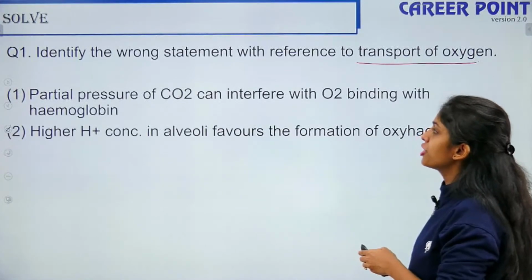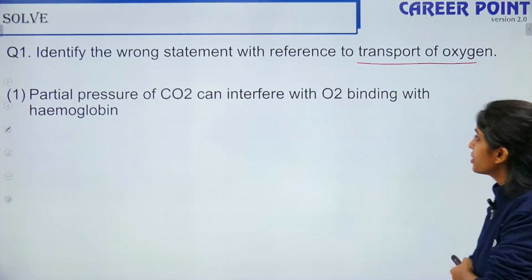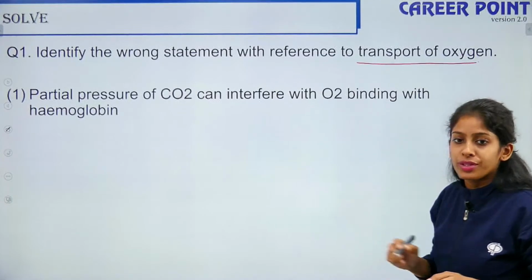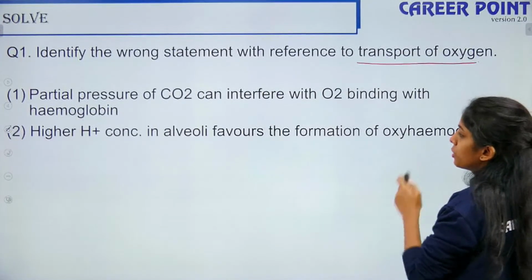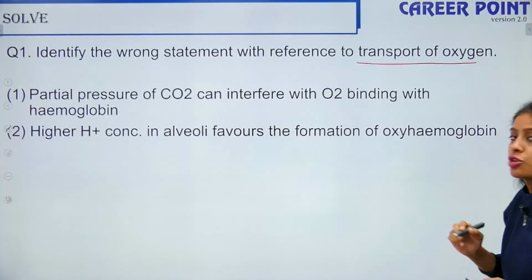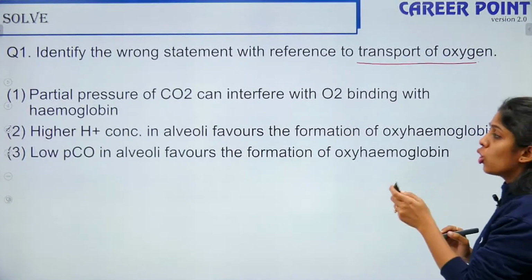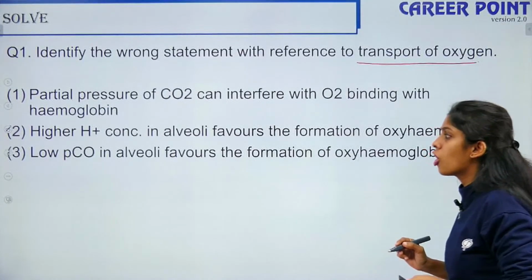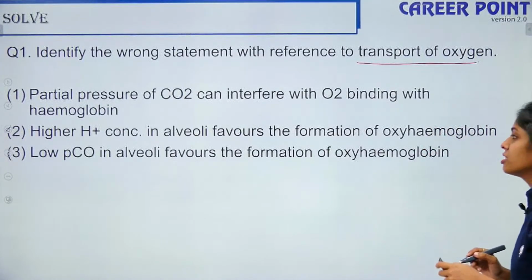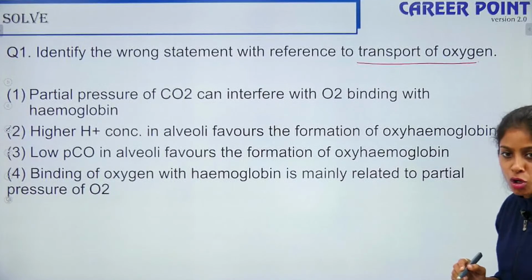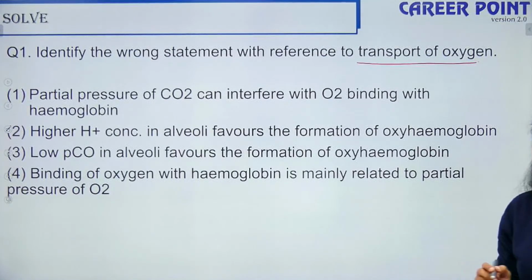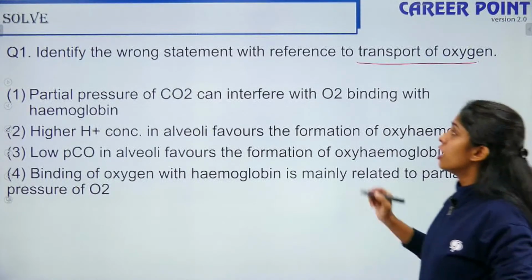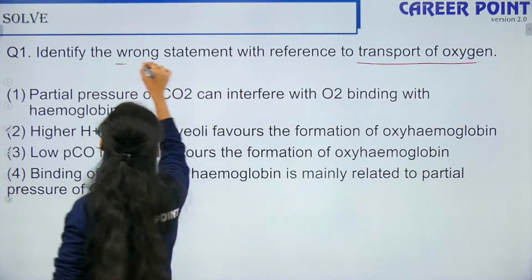So partial pressure of carbon dioxide can interfere with the oxygen binding with the hemoglobin. Then higher H plus concentration in alveoli favors the formation of oxyhemoglobin. Lower partial pressure of carbon monoxide in alveoli favors the formation of oxyhemoglobin. So binding of oxygen with hemoglobin is mainly related to the partial pressure of oxygen. So we have to find the wrong statement.